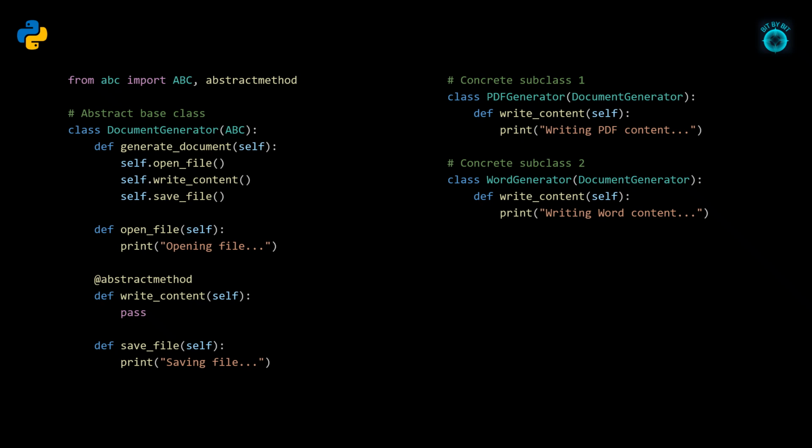The open file and save file methods are implemented in the base class, because those steps are the same for all document types. But write content is marked as abstract using the abstractmethod decorator. This means each subclass must provide its own implementation. We then create two concrete classes, PDFGenerator and WordGenerator. Each one defines how to write its own specific content.